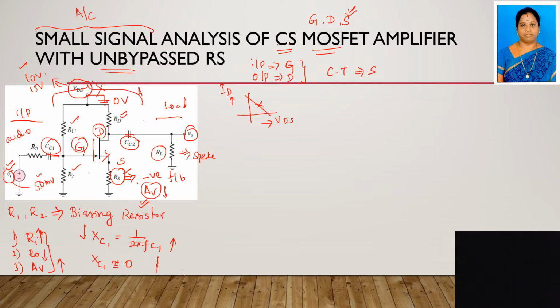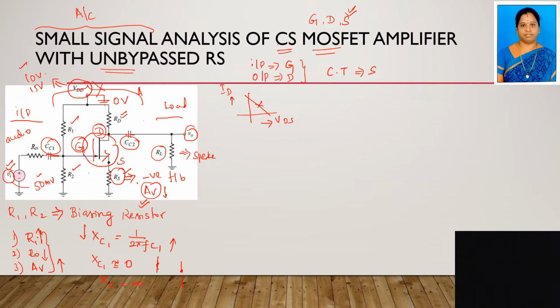Suppose XC is infinite, then it is an open circuit. You have to know this. So first, we draw the equivalent diagram. The first step is to set all the DC voltages to 0. The second is to short circuit all the capacitors. Then we have to draw the equivalent for this MOSFET.